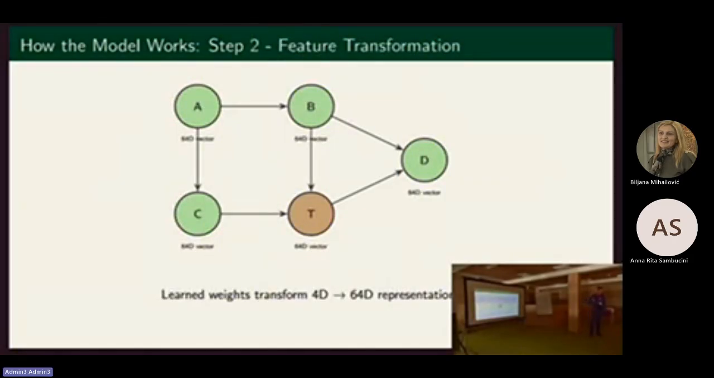Then you project these 4-dimensional feature vectors into a higher dimensional space. For us, the best number of dimensions that worked was 64 elements in the vector. And it's now some kind of representation. It's not just some features.